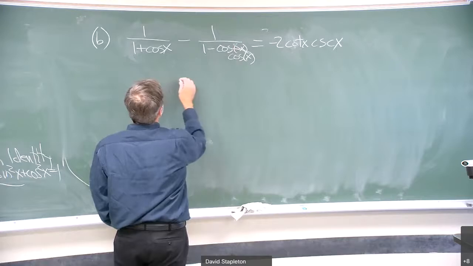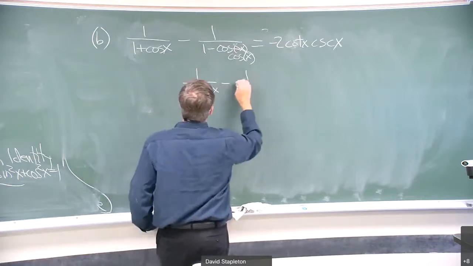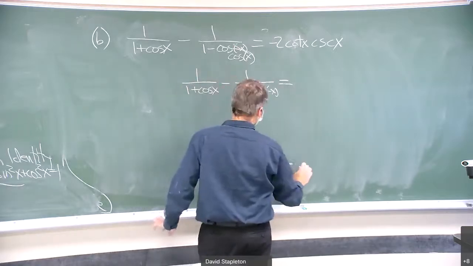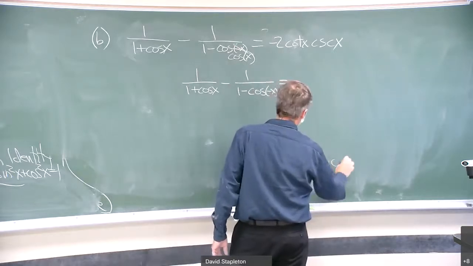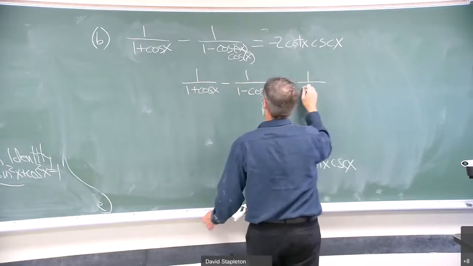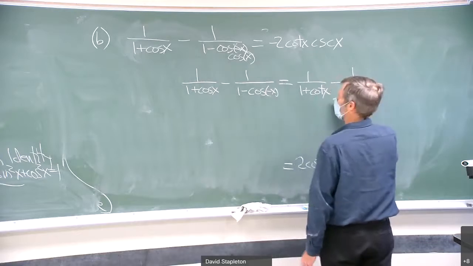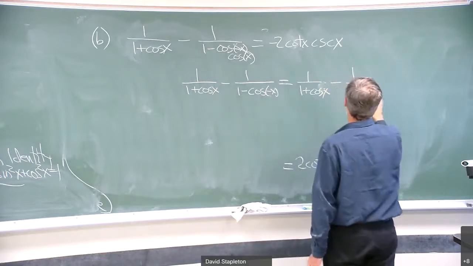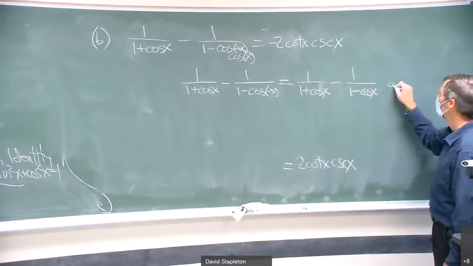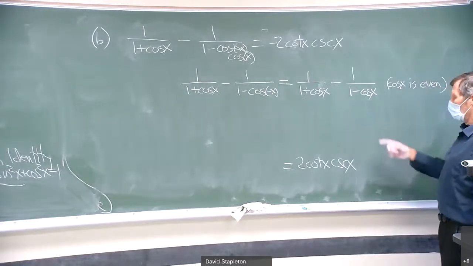And I'll say what I want to prove, then let's write that as 1 over 1 plus cosine x minus 1 over 1 minus cosine of minus x equals 2 cotangent x cosecant x. I want to show that that's true. So first thing I'll do is replace cosine minus x with cosine x to get one angle. That was step 4. So just replace minus x with x by the even identity.